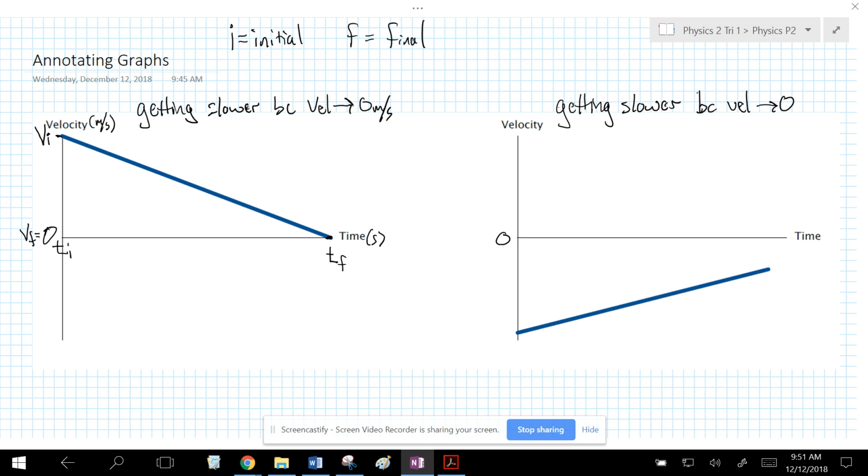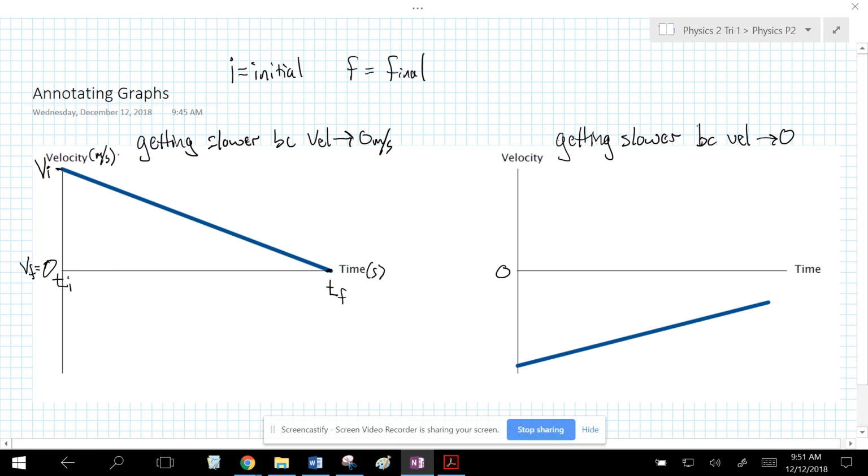But then if I want to get the slope on this thing, the slope is acceleration because it's a velocity versus time graph. And I can just write that here. Slope equals acceleration. And that's simply going to be VF minus VI over TF minus TI. Always final minus initial when I want the change in some quantity.